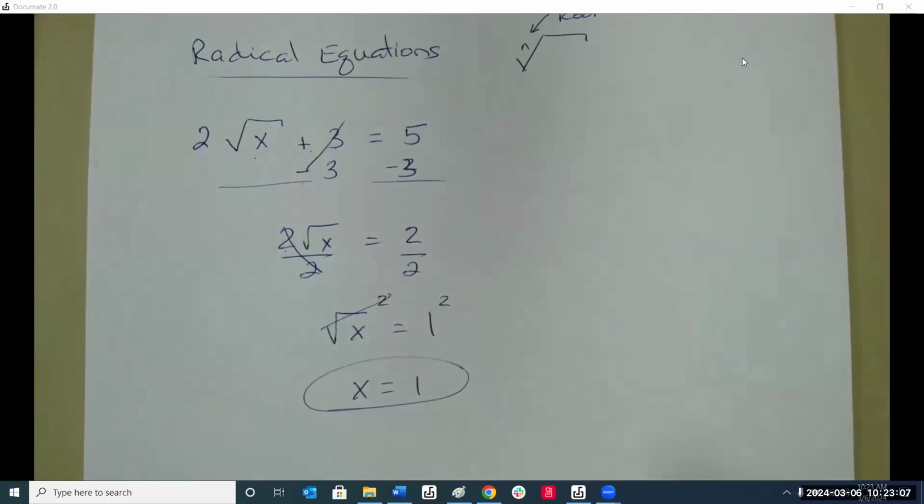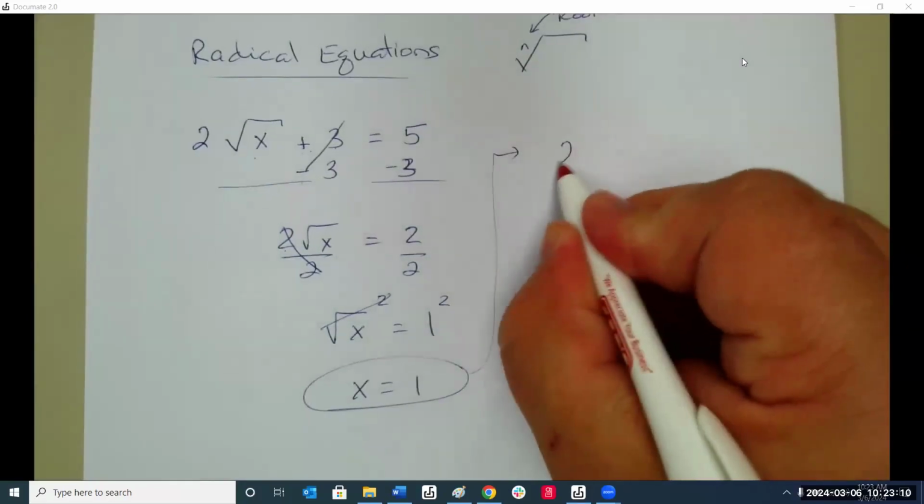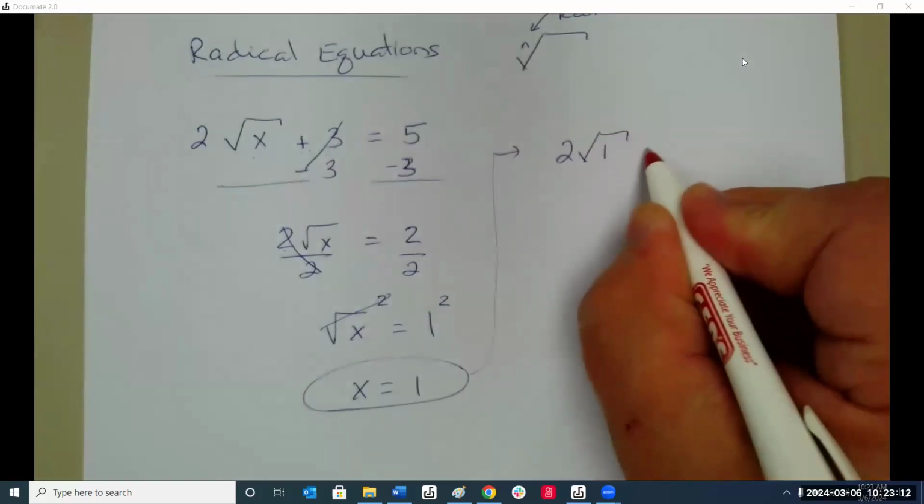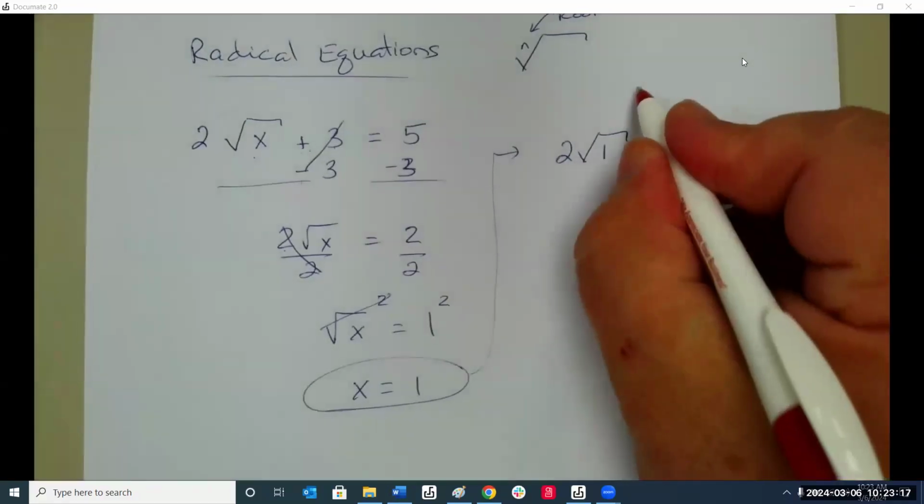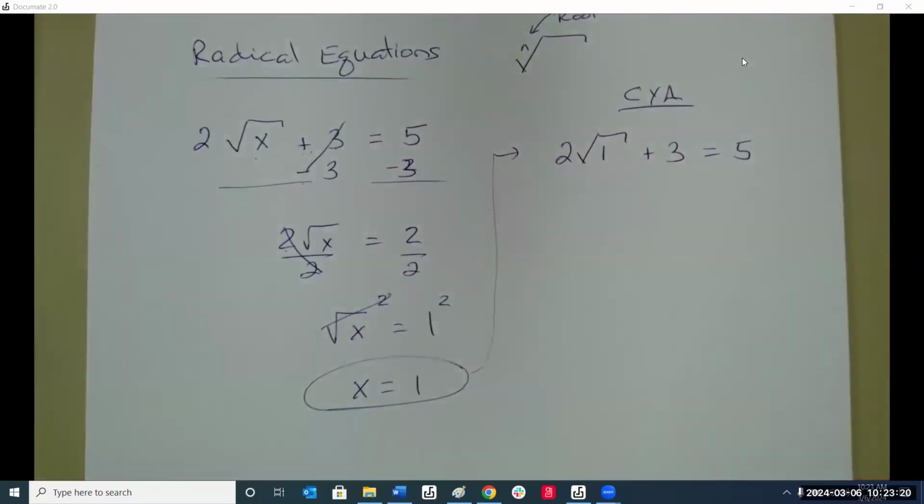And you can always check your answers. We have 2 times square root of 1 plus 3. Does it equal 5? This is the CYA. Try to get used to doing that. I get frustrated when students ask me, I didn't get this right, I made this on the test. Did you check your answers? No. Well, that's why you missed that on a test. You should know if an answer is right or wrong before you ever hit enter. Just by doing this.